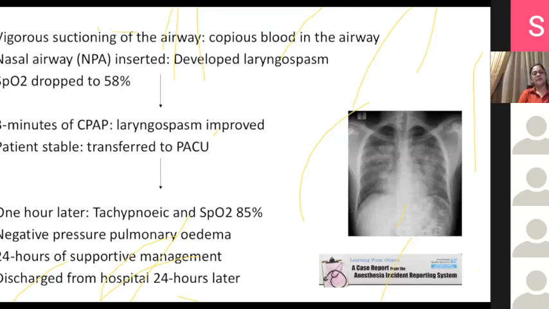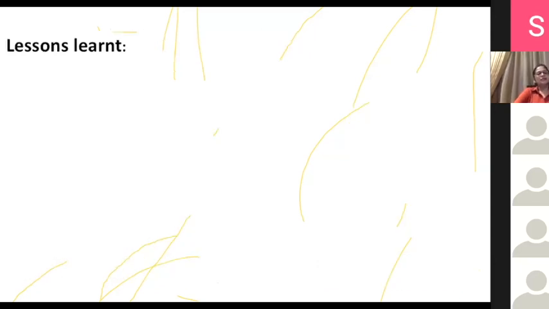One hour later in the PACU, he becomes tachypnoeic and his saturations drop further to 85%. What happens next is he develops negative pressure pulmonary edema. They give 24 hours of supportive management, and fortunately the pulmonary edema resolves, and he manages to get discharged from hospital the following day. So this is a bit of an uneventful discharge. But what lessons have you learned from this case?